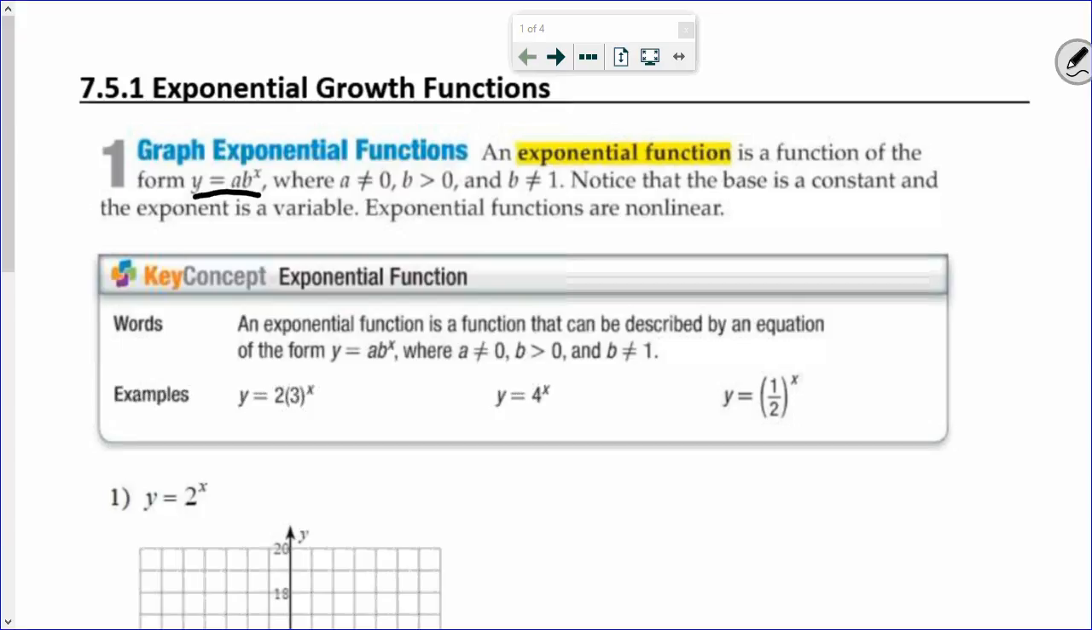Notice that the base b is a constant, so it's just a number. It's a constant that is greater than 0 and not equal to 1. And the exponent is our variable. So the x here is the variable in this function. Exponential functions are nonlinear, so these will be one of the nonlinear functions we talk about.